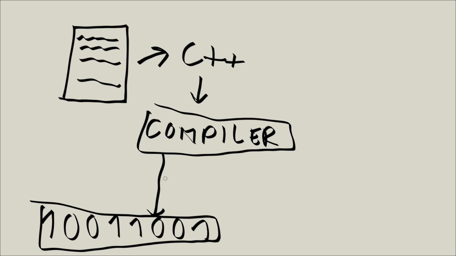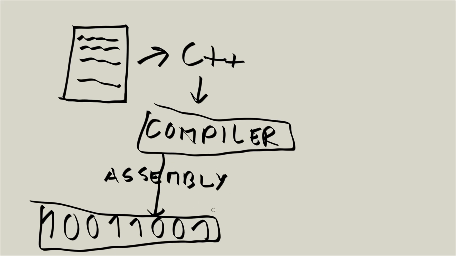Now, some compilers take your source code and turn it into assembly. Assembly is like an in-between step, and it is very, very close to zeros and ones. You can just think of this as an intermediary step. We're not going to focus on that a lot.